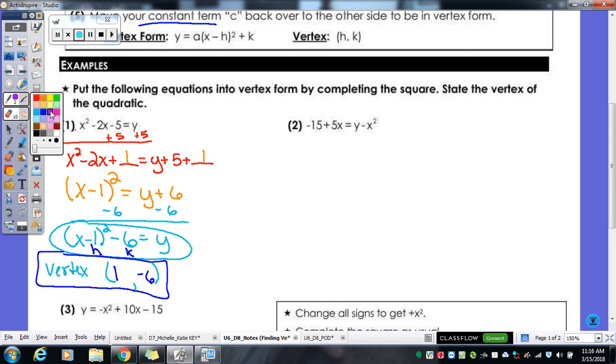All right, let's try this one again. Are we in standard form for number 2? No. So we should add this x squared over first. So x squared plus 5x minus 15 equals 0. Then what should we do next? Add 15.